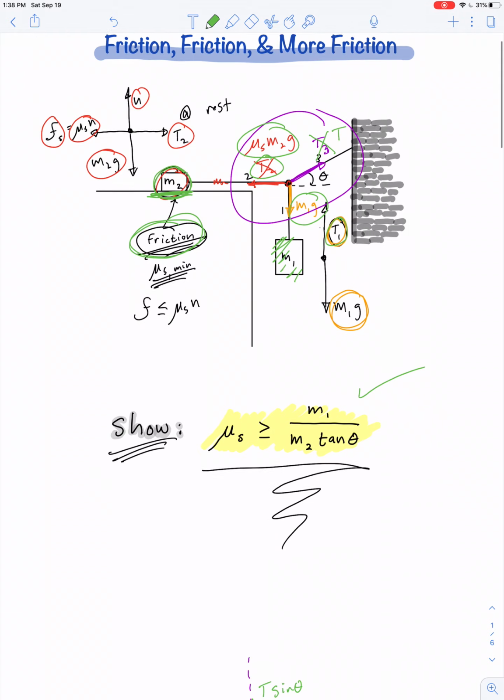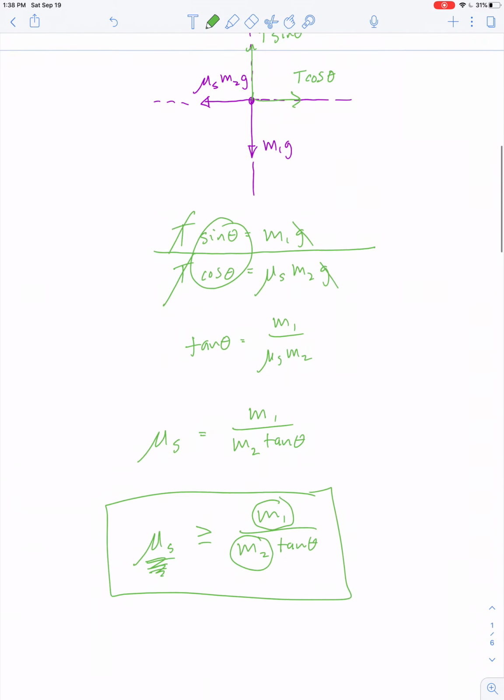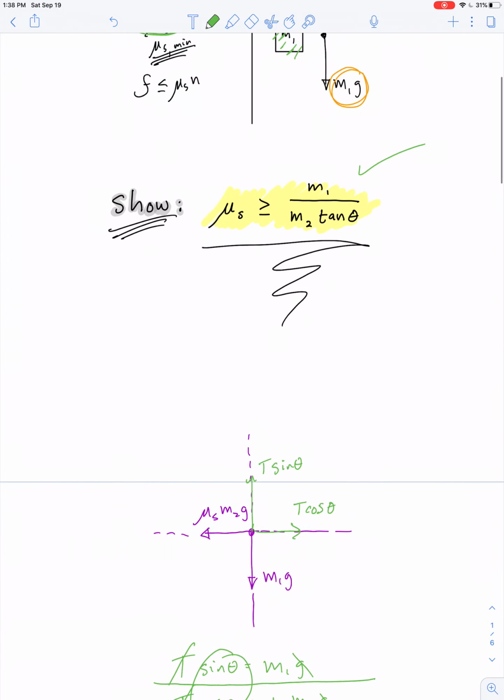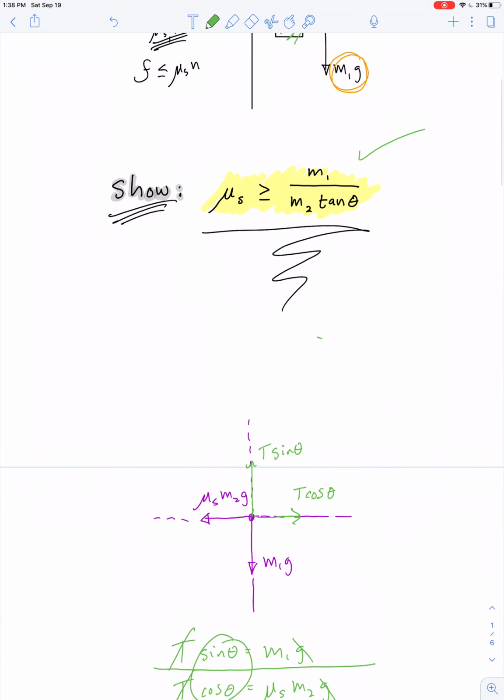Now, what does this equation suggest about the angle theta? As theta gets greater and greater, the coefficient of friction is also going to need to be less. In fact, if you had a case where, well, let's take the ridiculous case.